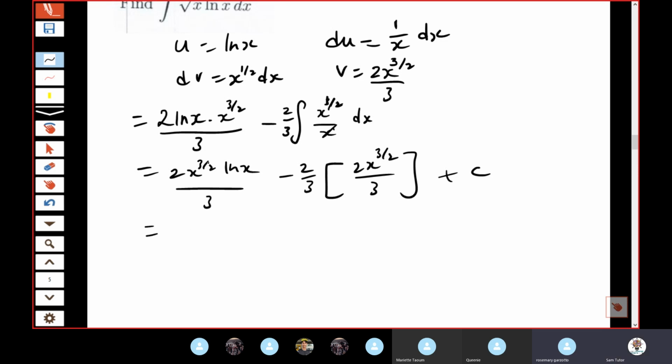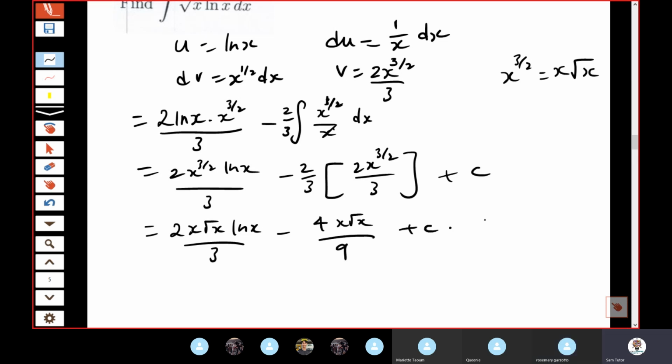Just out of curiosity, do you know how to write x to the power of 3 on 2 in terms of surds? Just writing root x, so not having a power. Oh, yes. X root x. Yeah. So then this becomes 2x root x log x on 3, minus 4 x root x on 9 plus c.